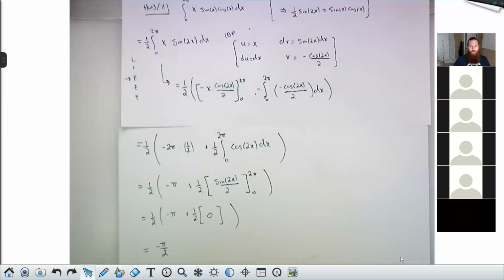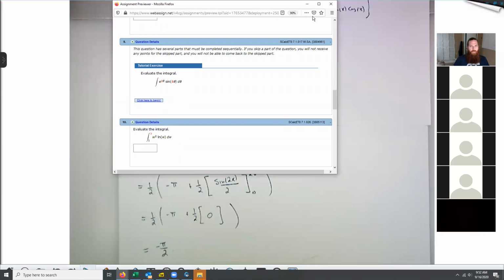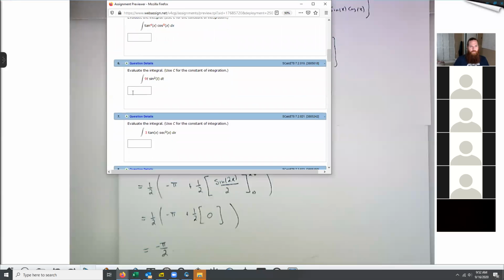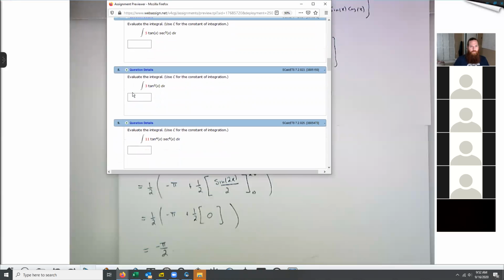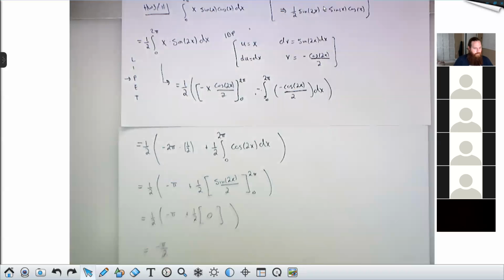I think there might have been one other problem requested in chat, and since today is sparse enough, we can do one more. Number 9. Oh, from the current guy. Tan to the 4 times secant to the 6. So we haven't talked about this yet, but I'll use this as my first example for the secant tangent integrals.